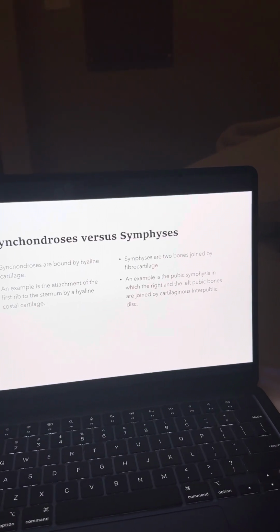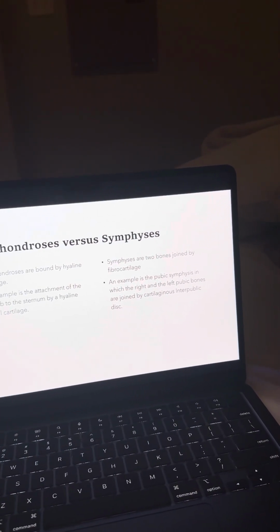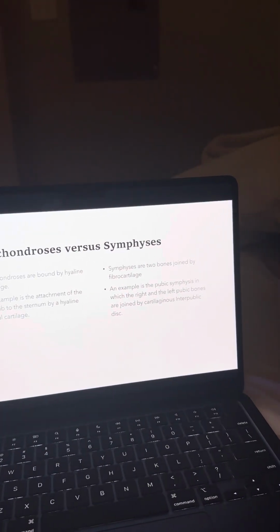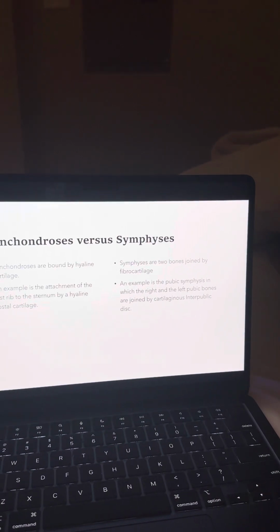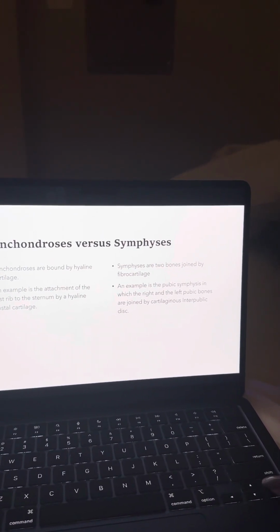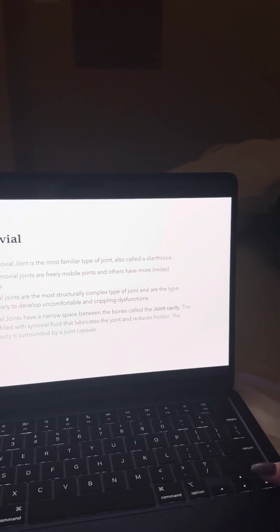An example of this would be the attachment of the first rib to the sternum by hyaline cartilage, and symphyses are bound by fibrocartilage. An example of this would be the pubic symphysis, in which the right and the left pubic bones are joined by a cartilaginous interpubic disc.